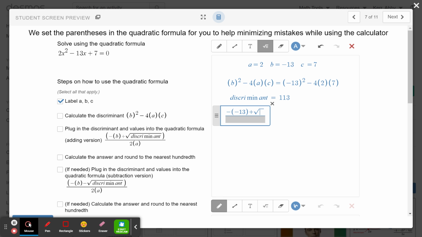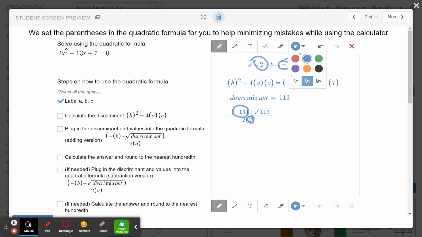SQRT gets you the square root symbol. We found the discriminant to be 113. And then 2 times our a value. So just to recap, my b value was negative 13. My a value was 2. And then my discriminant, what we found in the calculator, goes underneath the square root.